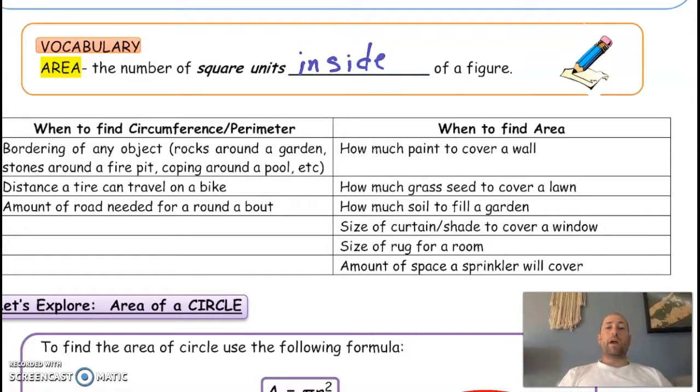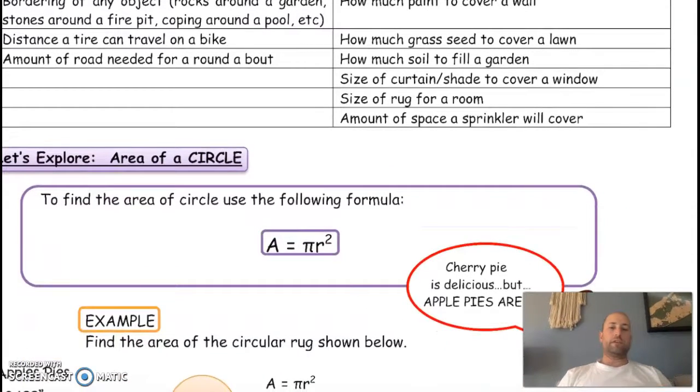At this time, if you haven't watched the video on Google Classroom about where the area formula of a circle comes from, it's very interesting, at least to me. So I'd say go watch that now. But here is our area formula: area equals pi r squared.